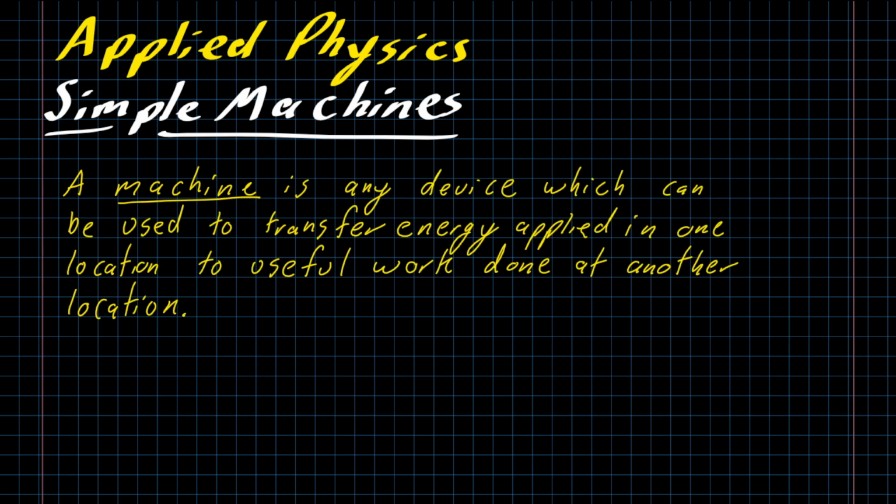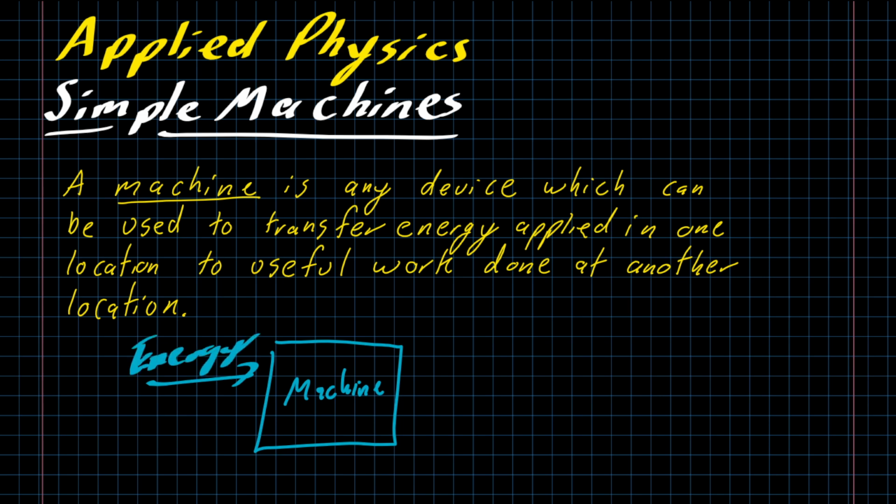Before we get into any of that, though, a formal definition. A machine is any device which can be used to transfer energy applied in one location to useful work done at another location. In this view, a machine is a black box. We feed energy into it, and it spits out work.